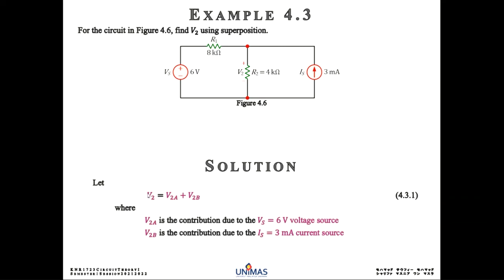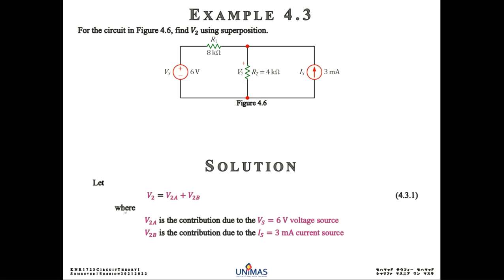Okay, so now you have the first thing that you need to define, what are the voltages. Dia kata for the circuit in figure 4.62, find V2 using superposition. So V2 using superposition is that you find V2 due to Vs only, and then you find the V2 due to Is only. So V2 will be the sum of two voltages due to Vs and Is respectively. So you need to define V2 is equal to V2A plus V2B. Okay, that is question 4.31.